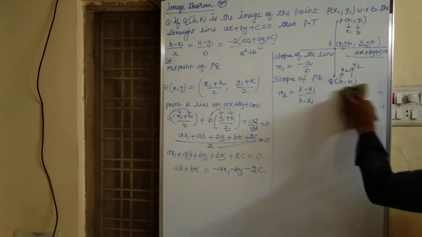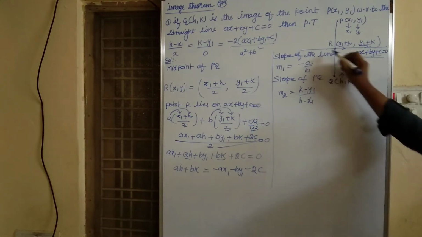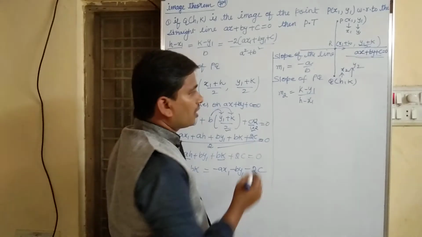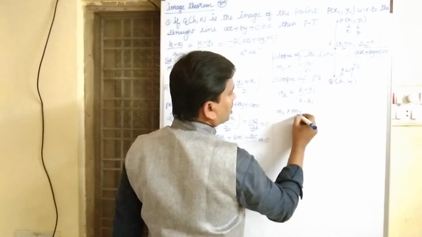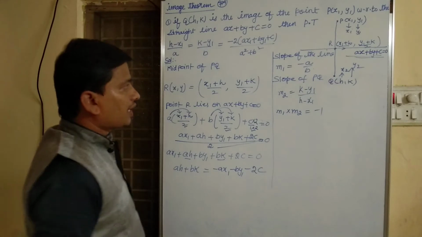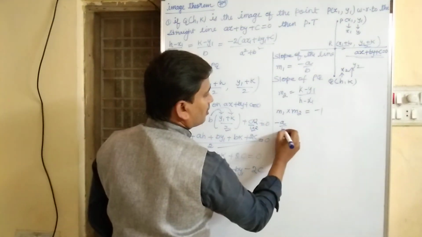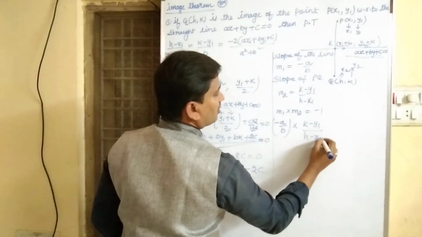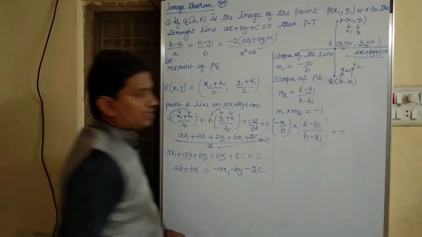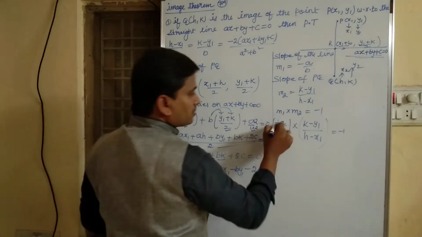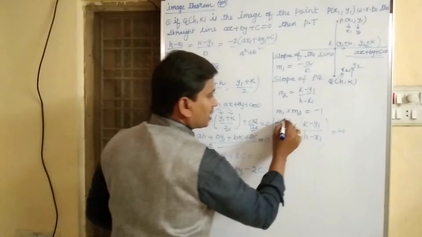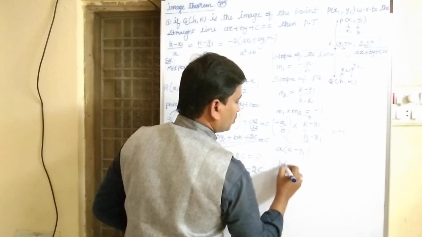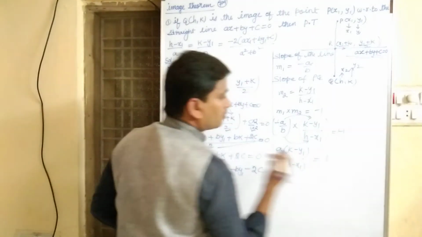Yes, as these two lines are perpendicular to each other, I mean whose product of slopes is minus 1. Slope m1 into m2 is equal to minus 1. As m1 is minus a by b into m2, which is k minus y1 by h minus x1, equal to minus 1, children. Right? Now, as minus gets cancelled, let us multiply: a into k minus y1 by b into h minus x1 is equal to 1, children.